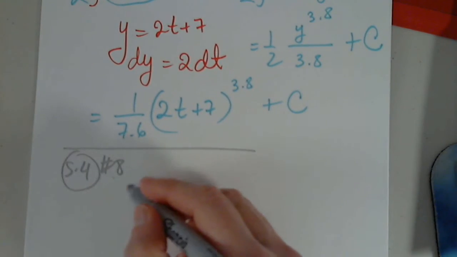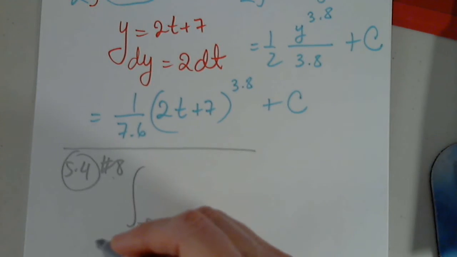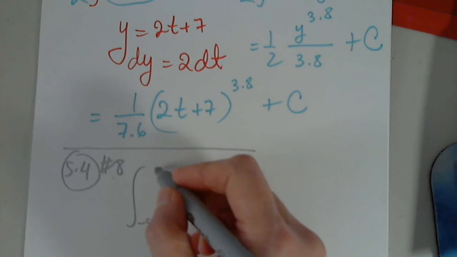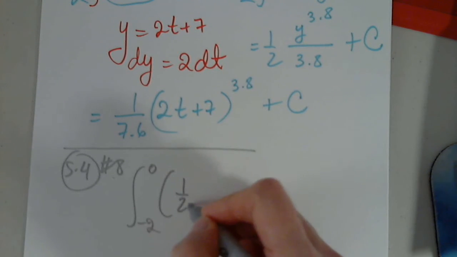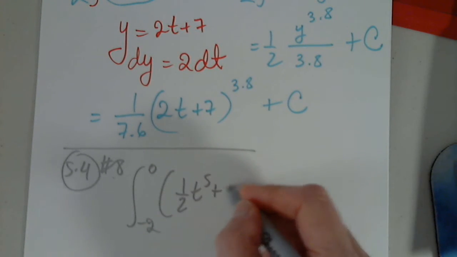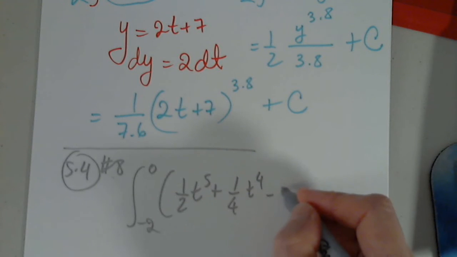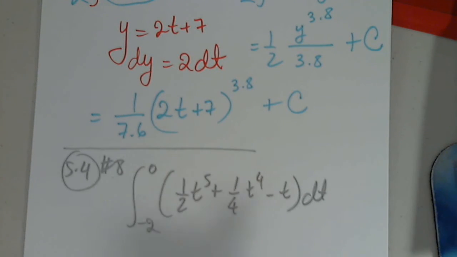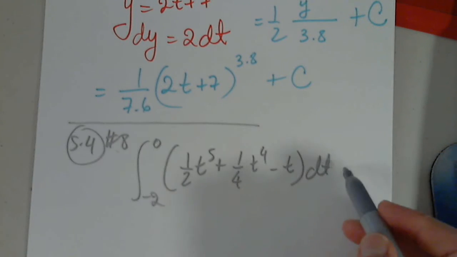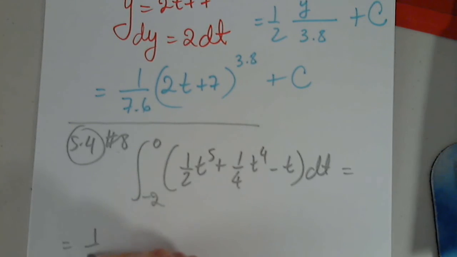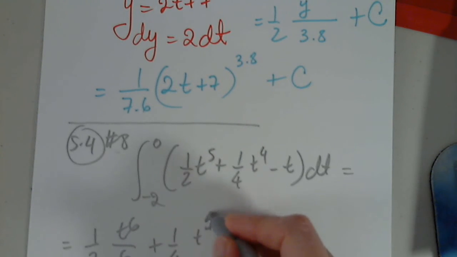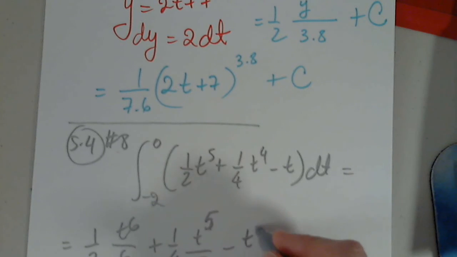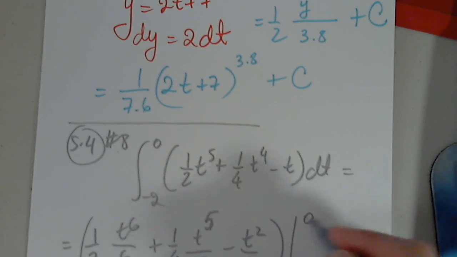Okay. So always check what I copy, because my devices are so far away from me, I may not see correctly. So 1/2, I see t to the 5th plus 1/4 t to the fourth and minus t dt. Is that okay? Yeah, that's it. Okay. So 1/2 t to the sixth over 6 plus 1/4 t to the fifth over 5 minus t squared over 2. Everything from -2 to 0.